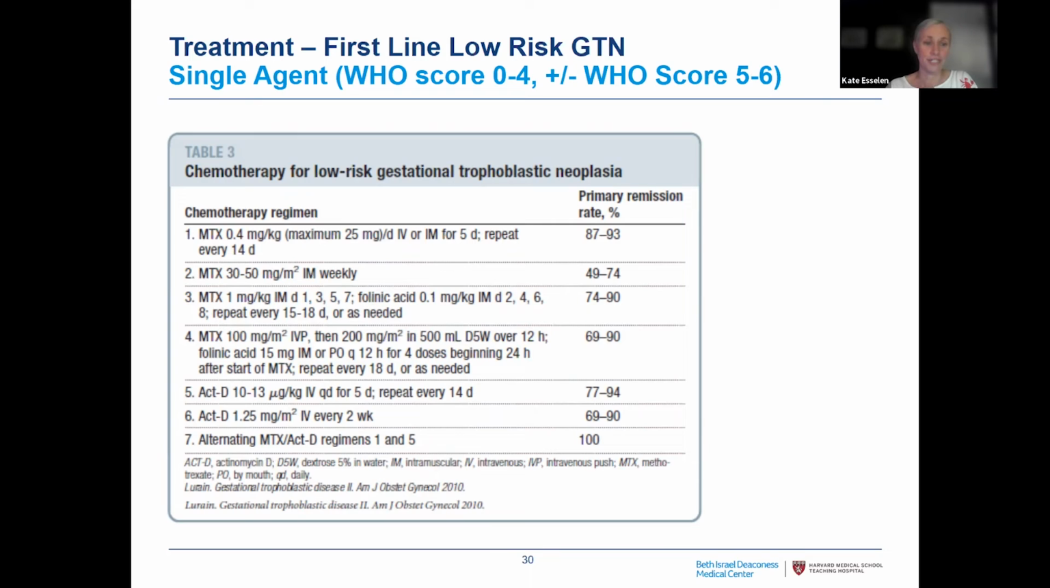There are some key differences between them, but these are sort of a laundry list of all the different regimens that have been studied. I just want to point out the one regimen that does appear to be much less effective is the weekly IM methotrexate dosing that may be up to 74% effective in best case scenario, but it's significantly less. All the rest of these have primary remission rates in the 80 to 90% range. So it is significantly less effective and is not really strongly recommended.